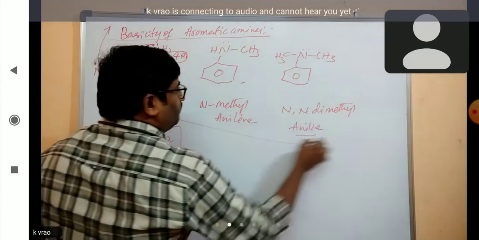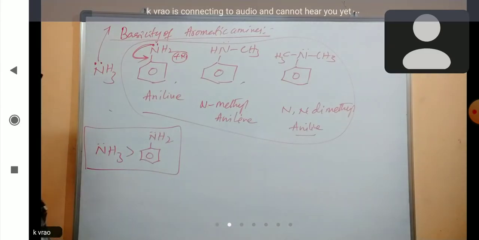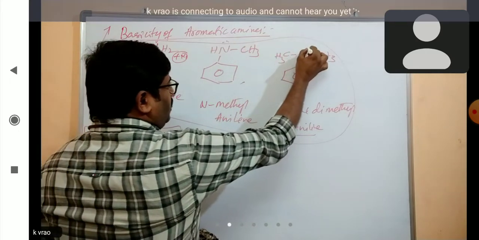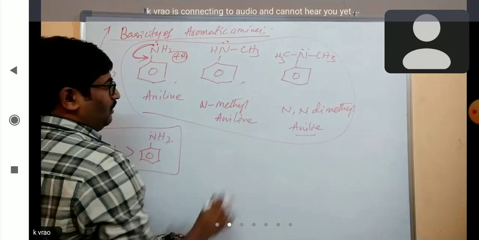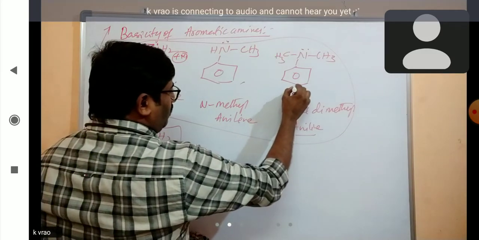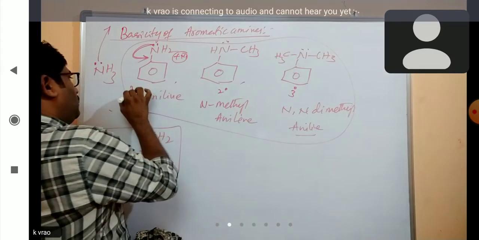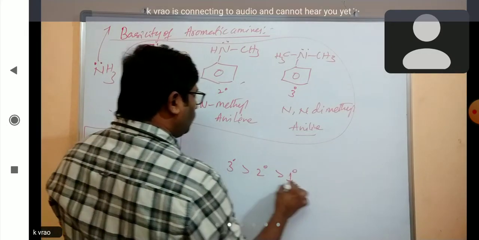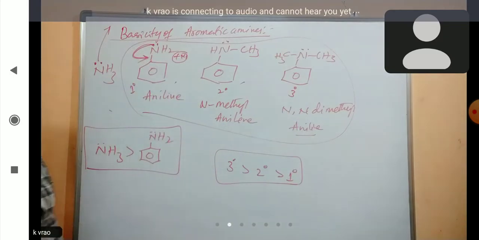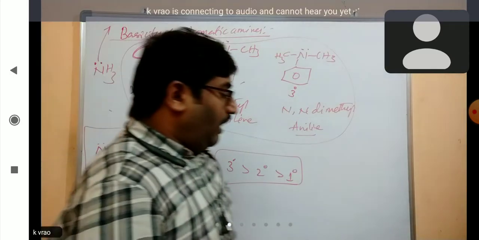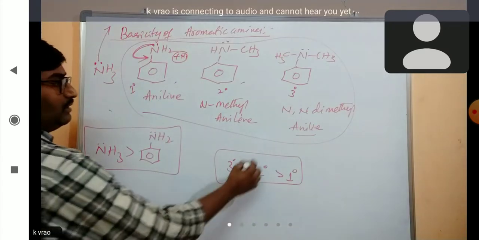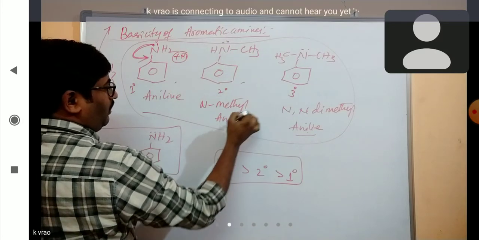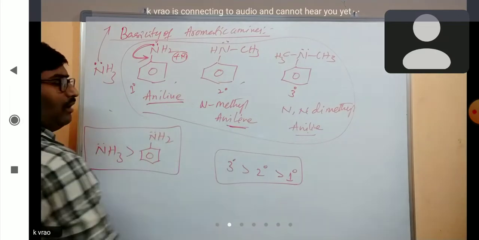Now among these three, the basicity order: as the number of alkyl groups increases on the nitrogen, this is a 3-degree amine, this is a 2-degree amine, and let us take this as a primary amine. So 3-degree is greater than 2-degree is greater than primary. This is the order for the aromatic amines, that is N,N-dimethyl aniline, a 3-degree amine, then N-methyl aniline, is greater than aniline.